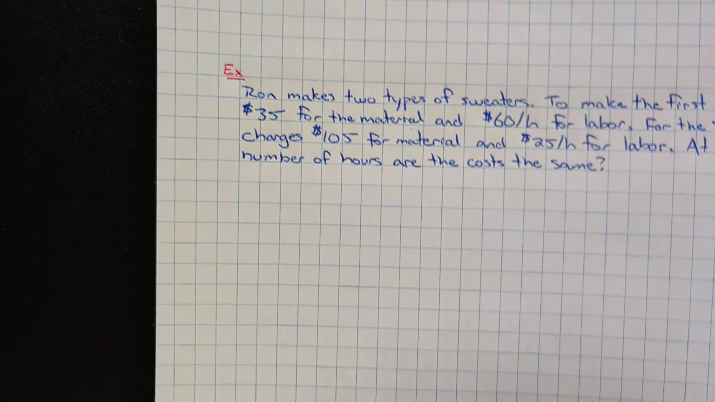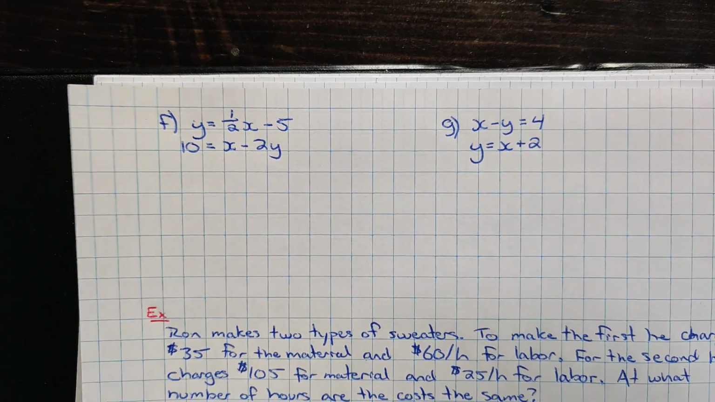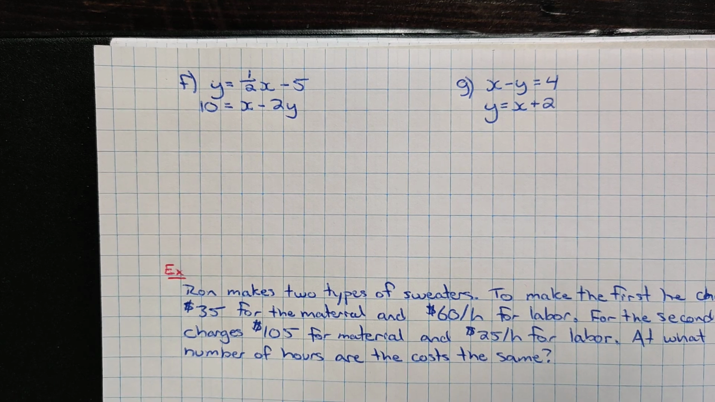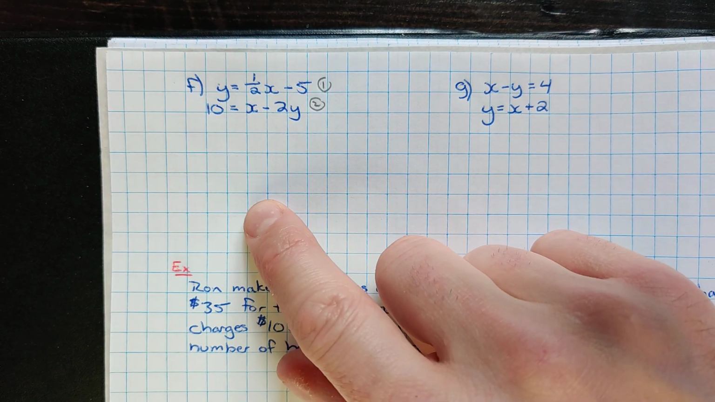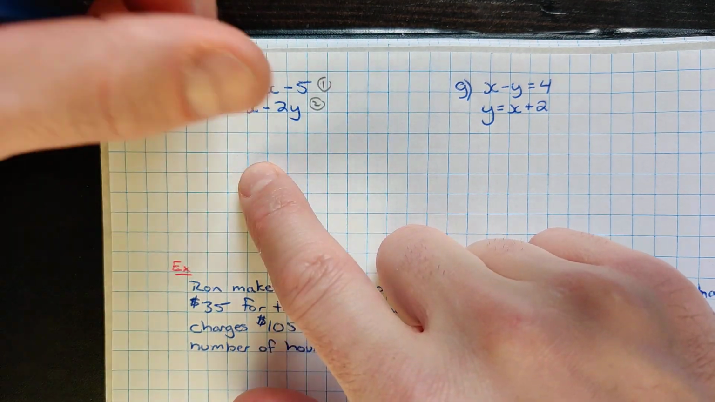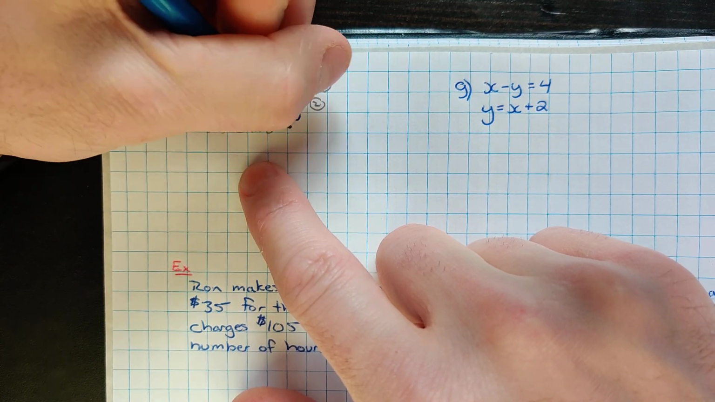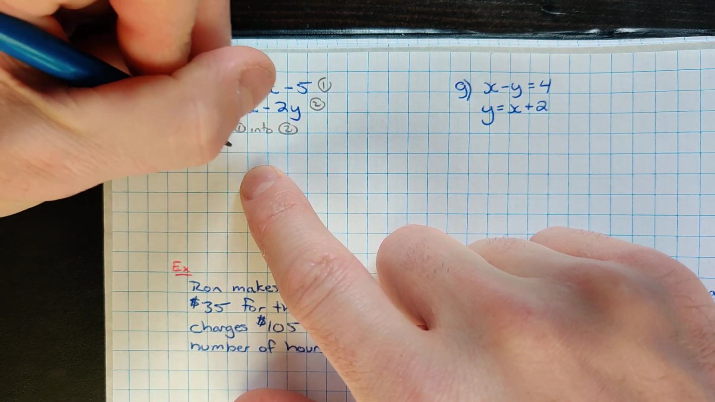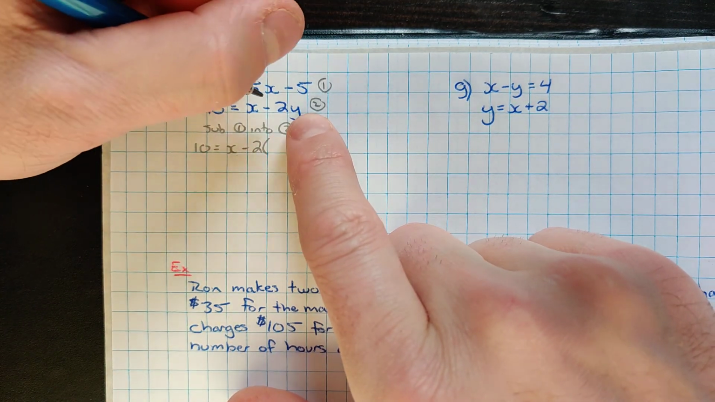A few more examples of situations that can occur as we do these. In the next case here, I have y equals 1/2 x minus 5, and 10 equals x minus 2y. So the first equation is already in y equals form, so I can just go ahead and sub that right into the second equation. So let's do that. Sub 1 into 2. So I'm going to get 10 equals x minus 2 times, and I'm putting my brackets in because I'm subbing this whole thing in.